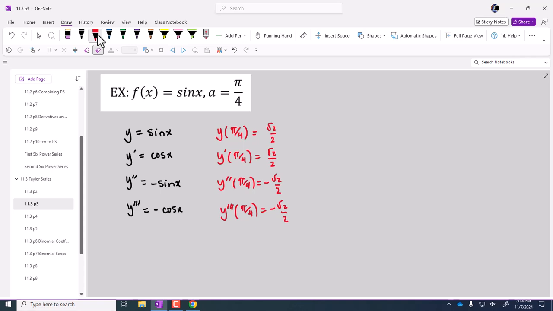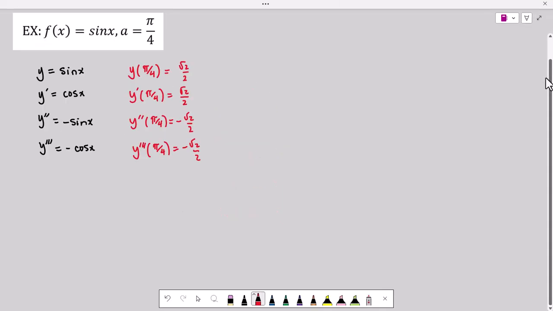Now we can go ahead and build our Taylor series. So again, let's call it T of x for Taylor series. Start with the first constant. And then we get to the second constant and multiply by x minus the center.